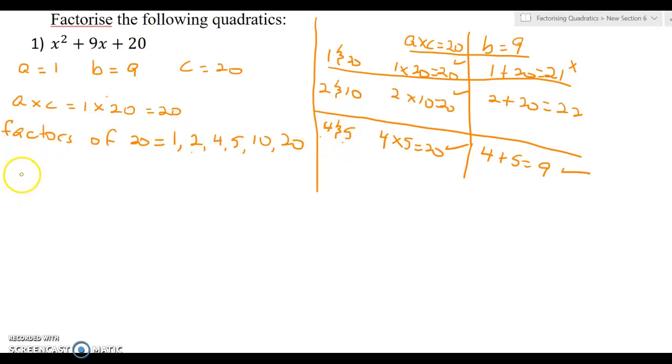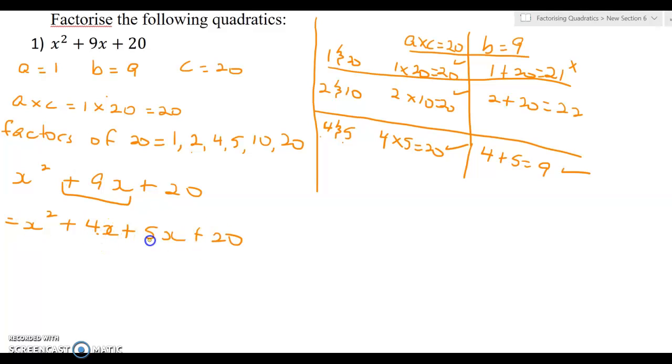So now x squared plus 9x plus 20: replace your 9x with the 4 and the 5, so that'll be plus 4x plus 5x plus 20. And now this is our 4 terms: 1, 2, 3, 4. We're going to factorize by grouping, pairing them off. So x squared plus 4x, I can pull out x. x times x will give me back the x squared, x times 4 will give me back that 4x.